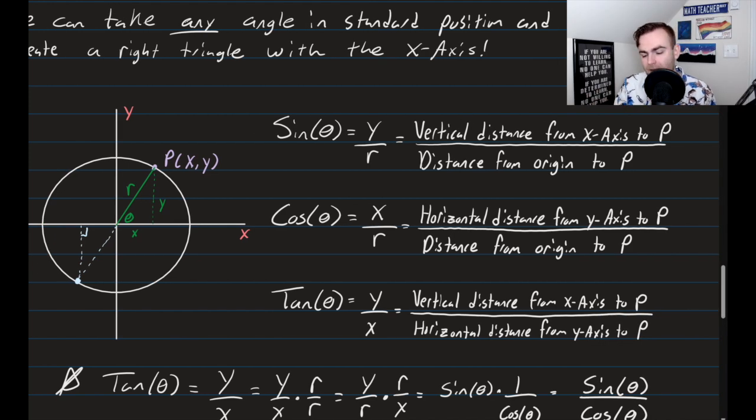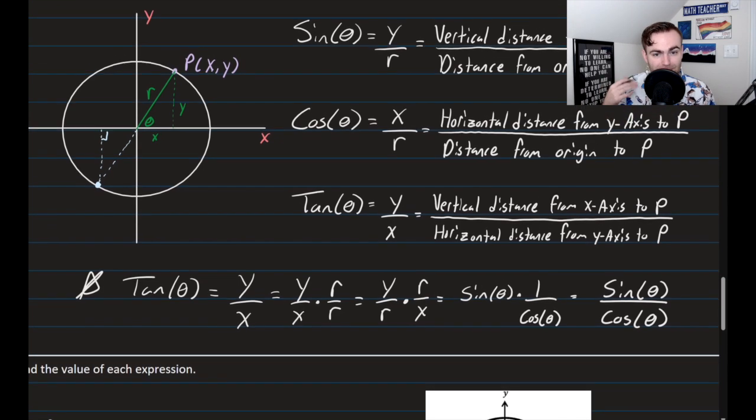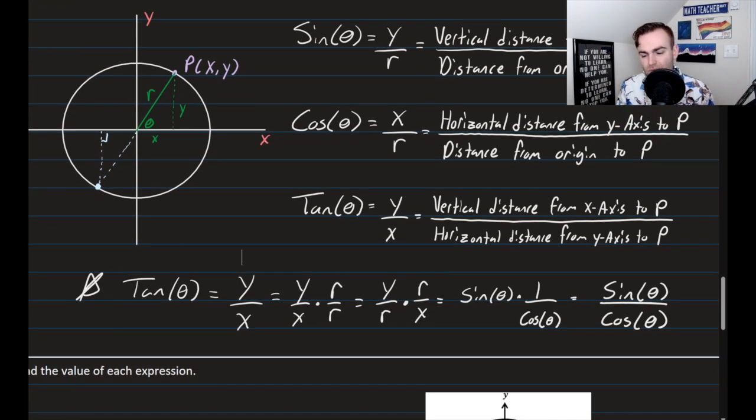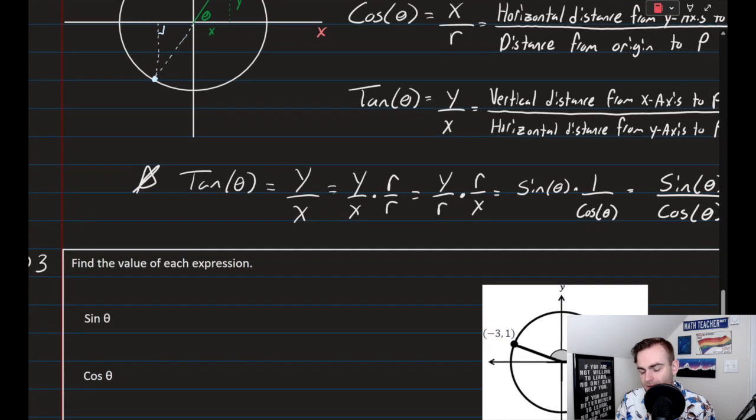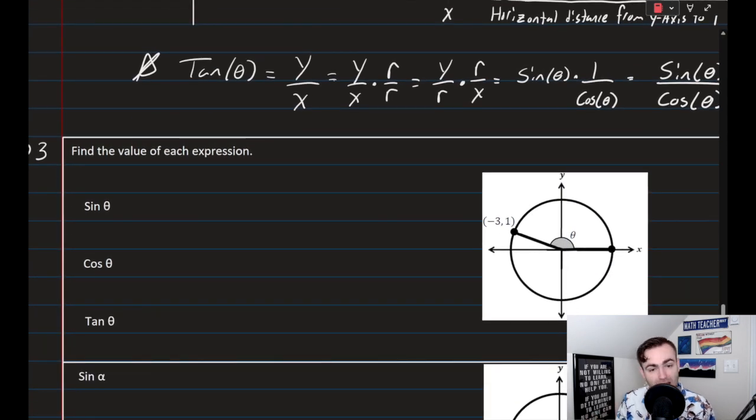Something cool is that if I do a little bit of algebra magic, if I take this y over x, and I multiply both of them by r, remember multiplying by something over itself is 1, do some rearranging, I get sine times 1 over cosine. So tangent is equivalent to sine divided by cosine, and that's going to be very important a lot later. So, given this angle here, and I don't know much about the angle, right?